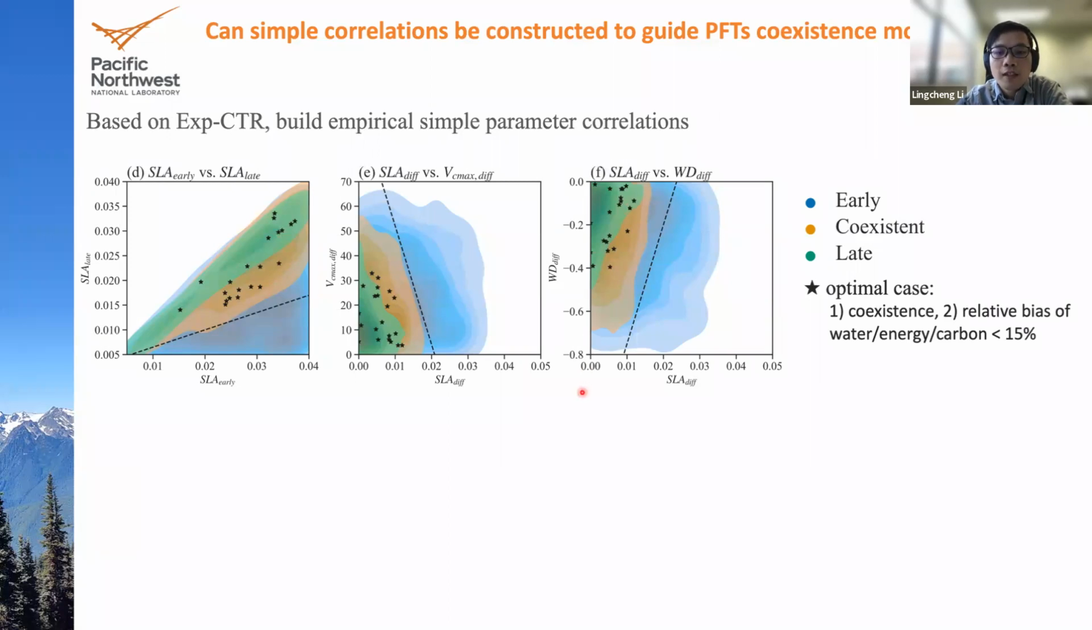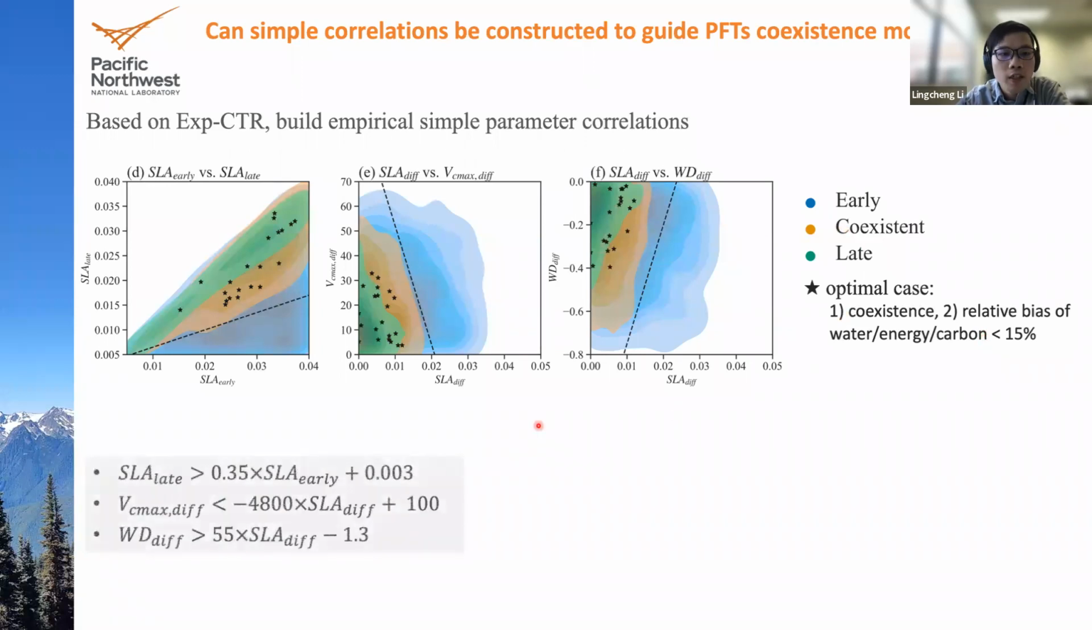So if we narrow these cases, one more thing you can see is the black stars here. The black stars mean the optimal cases. The optimal cases mean, first, the simulation should be coexistence, and also the relative bias of the water, energy, and carbon compared with observation should be less than 50%. So we build three equations. With these regions, we should have a higher percentage of coexistence.